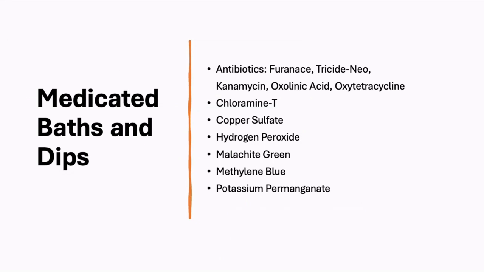So some of the medications that we use as antibiotics are furanase, tricide neo, kanamycin, oxalic acid, oxytetracycline. Those are commonly used as dips or as treatments in quarantine tank for the fish. Chloramine T is appropriate. It's an oxidizing agent that helps kill bacteria and fungus. Copper sulfate can be used for fungus. Hydrogen peroxide is used for fungus. Malachite green and methylene blue are used for fungus and sometimes bacteria. And potassium permanganate, which is another oxidizer that can help to treat for external bacterial and fungal infection.